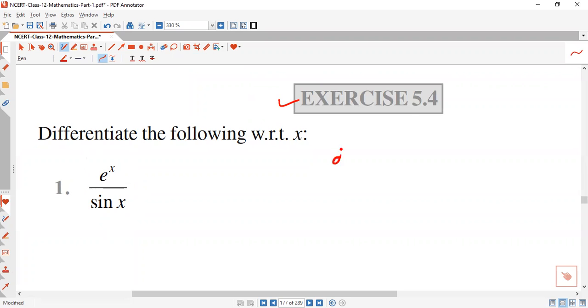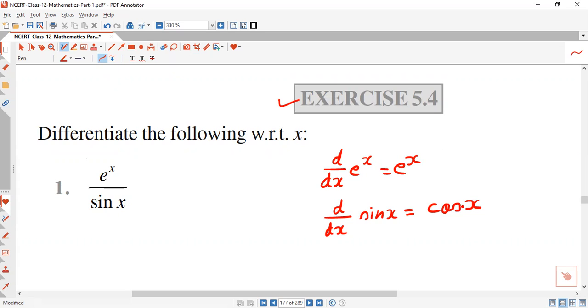You say dy/dx of e^x is equal to what? The same function e^x. This is the exponential function, and its differentiation is the same. And for the sine function, dy/dx of sin x will be equal to what? cos x. You know these two formulas very well.